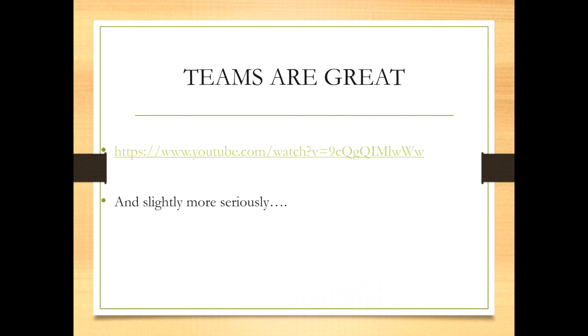Perhaps slightly more seriously though, let's actually look at what constitutes a good team. And the first theory we're going to look at is the one I mentioned. We're going to look at Belbin.